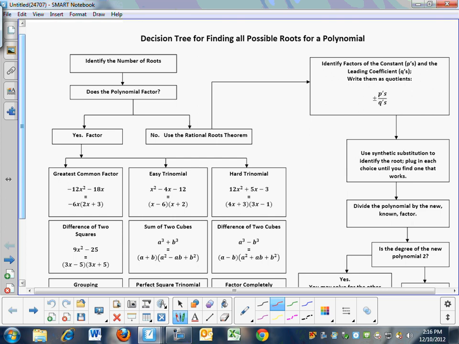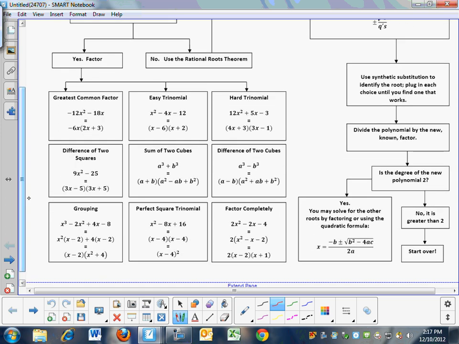What's the first part of using rational roots theorem? What do you have to identify? P's and Q's. So identify factors of the constants, P's and Q's. List them as positive and negative as a ratio. After I list them, what do I do? Plug them in. Use synthetic substitution to plug them in. Find one that works. Once you find one that works, divide it out using synthetic division. Then look at your new polynomial.